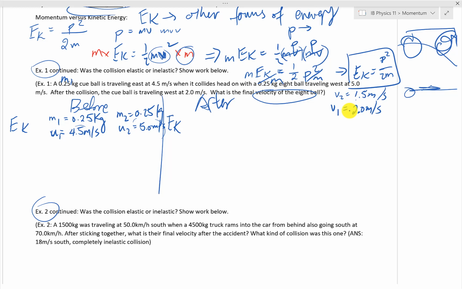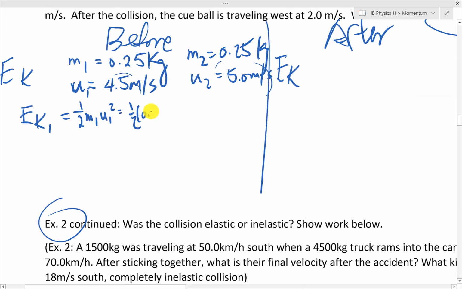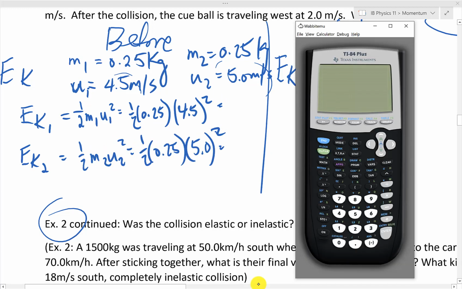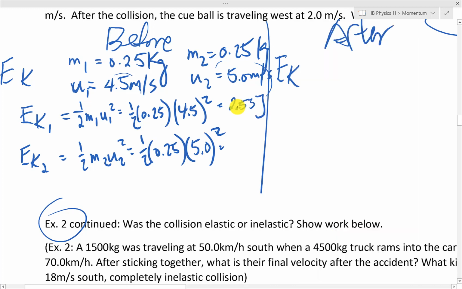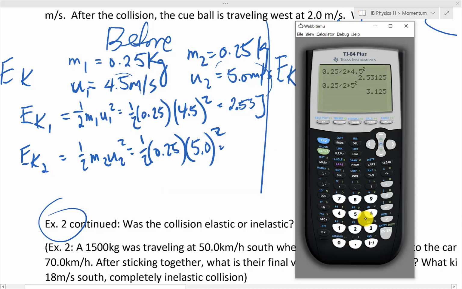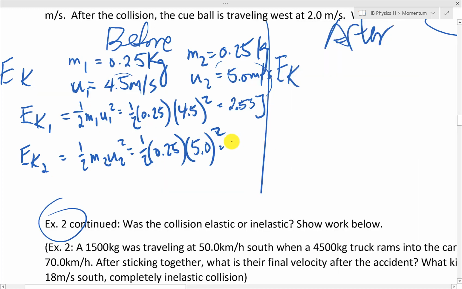And notice I don't care about the directions anymore because we're talking about energy, which is a scalar. So let's remember our kinetic energy is 1/2 mv squared. I'm just going to go ahead and calculate all the kinetic energies of the masses. And I didn't put in units just so we have enough space here. We get 2.53 for the first mass and 3.1 for the second mass.